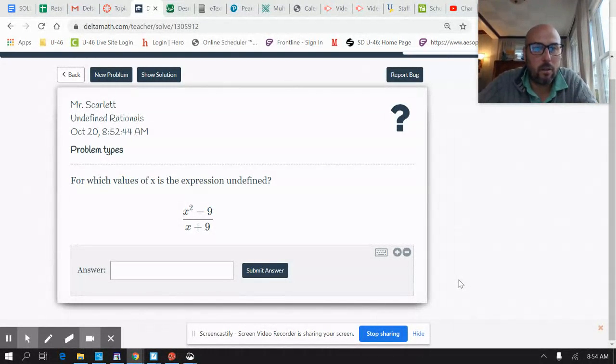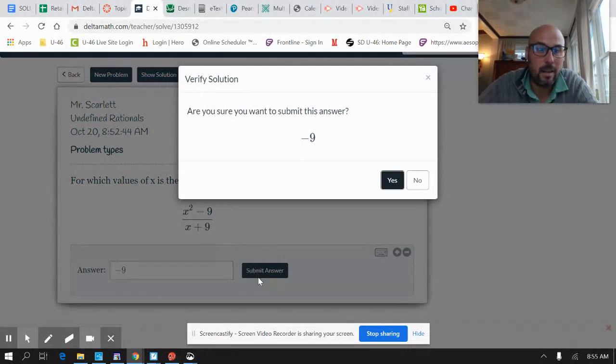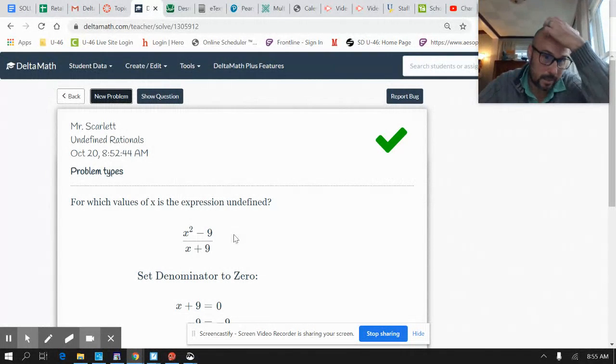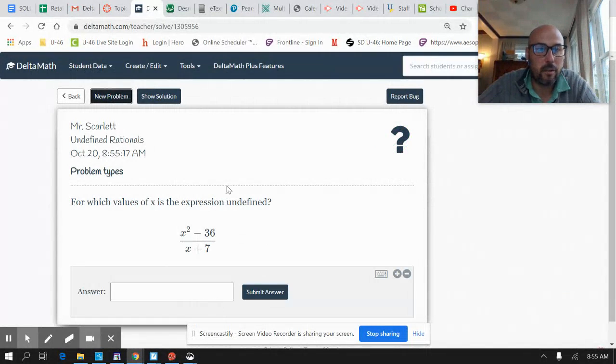So I'm gonna go over some of these. Let's see how they go. There were three sets of questions for this assignment, and this is the first set. For which values of x is this undefined? And almost always this is going to be division by zero. So there's only one number that makes us divide by zero, and that is -9, because -9 plus 9 is zero.